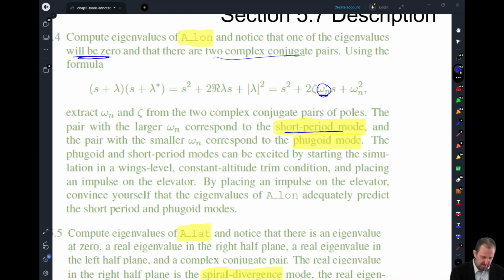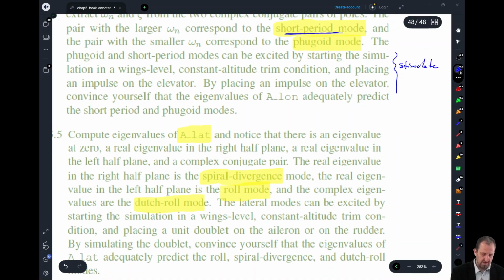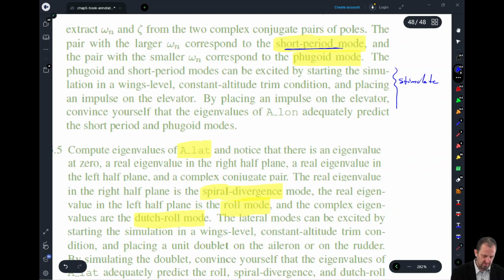So it tells you how to stimulate them, and you can see the response.